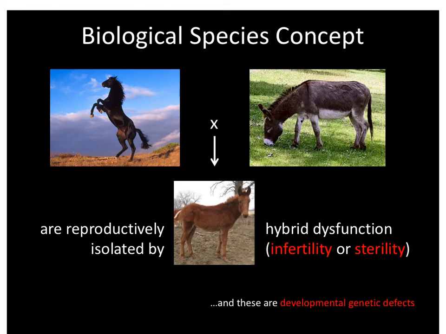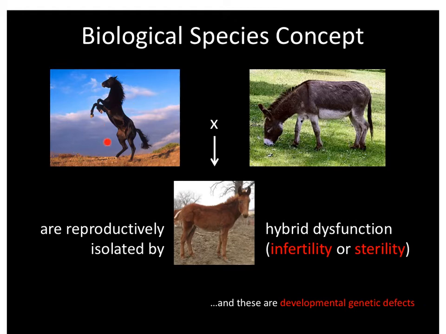I'd like to take this opportunity, although I'm not there in person with you, to explain my lab's research into how genetic differences between parents can cause hybrid dysfunction, that is, lethality or sterility, in their offspring. And this is the biological species concept by Ernst Mayr, that when you cross two parents, if they're from different species, their offspring are either infertile or they're inviable. Both of those conditions are caused by developmental genetic defects.